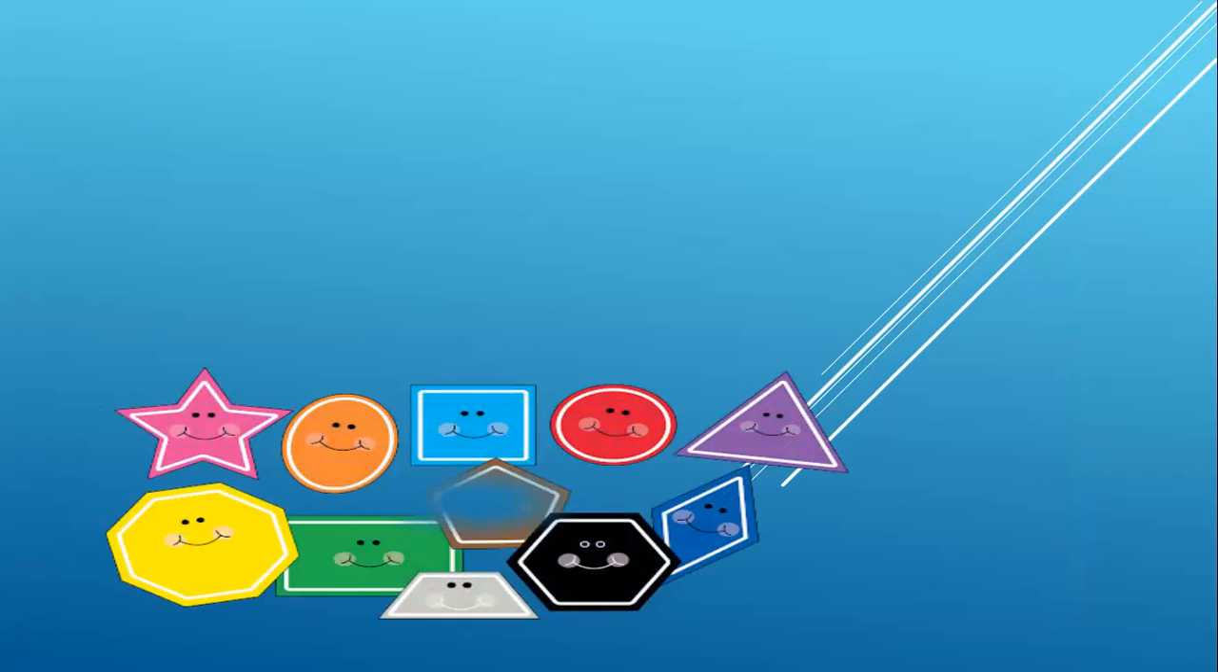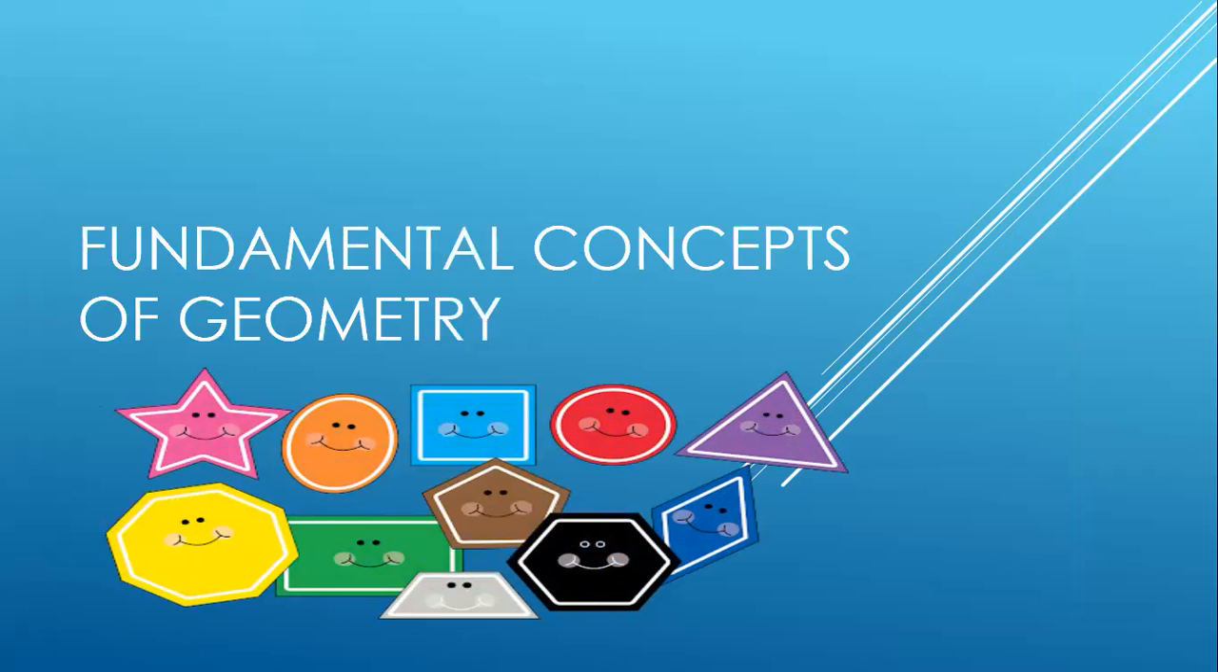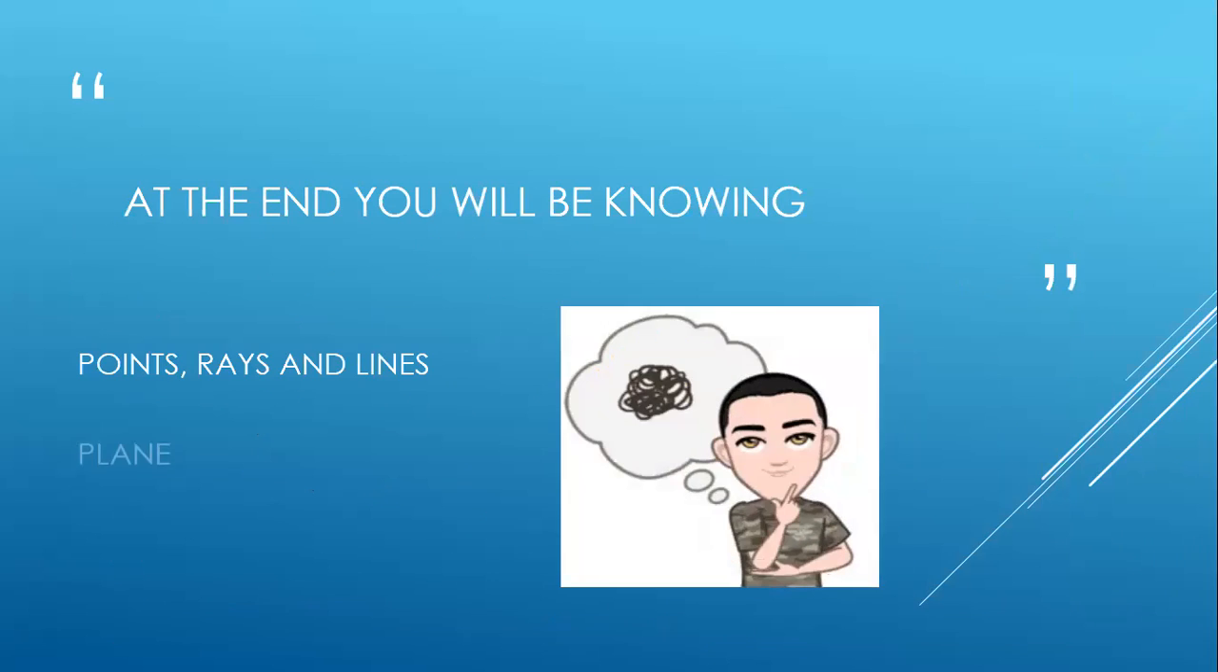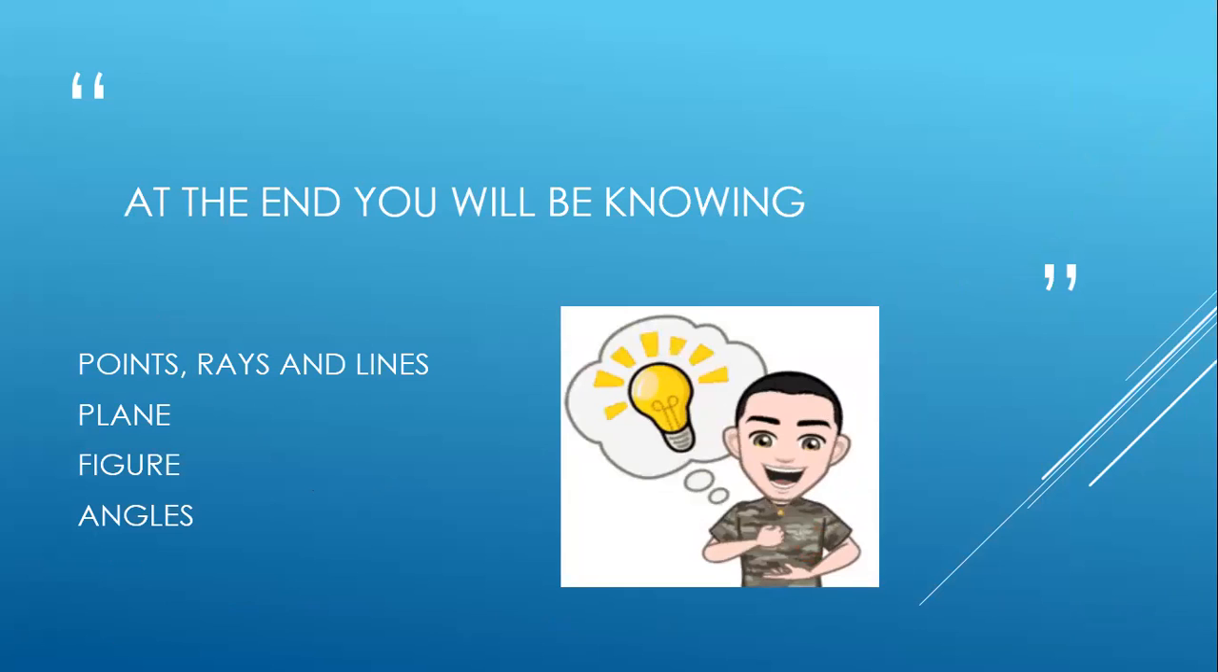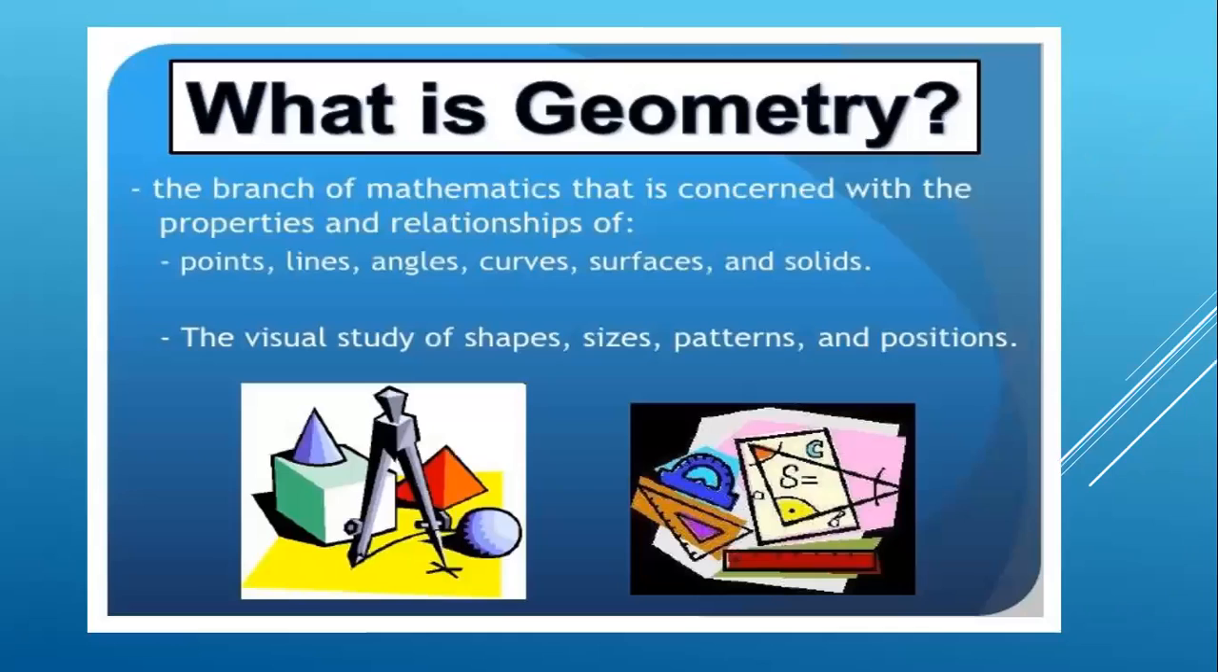Okay, so basics of geometry. Here we know that in geometry there are lots of shapes. So there are fundamental concepts of geometry. Point, ray, line, plane, figure, angles, all these things are included in geometry. So what is geometry? Geometry means the branch of mathematics that is concerned with properties and relations. We are going to learn the properties of point, line, all these things in geometry.